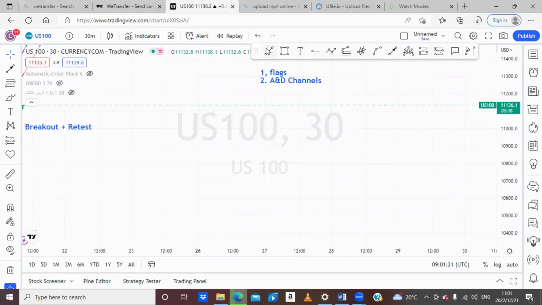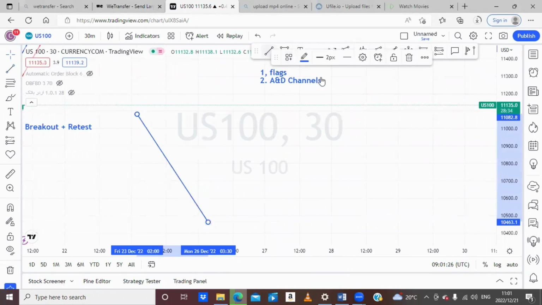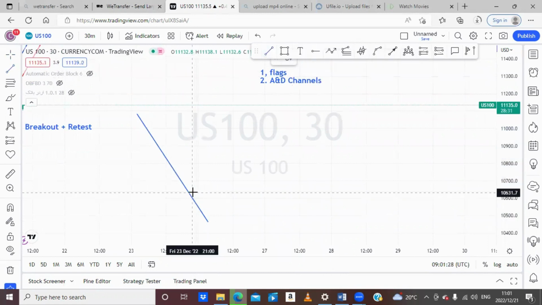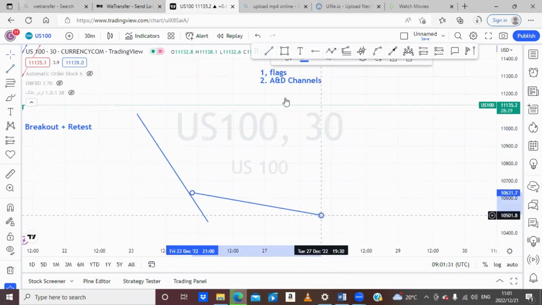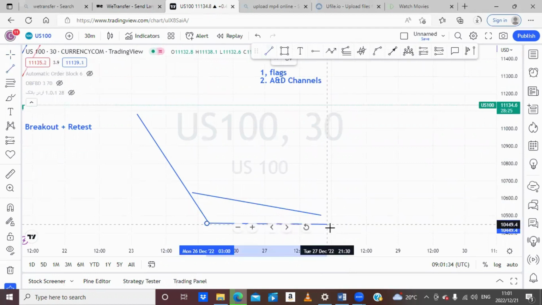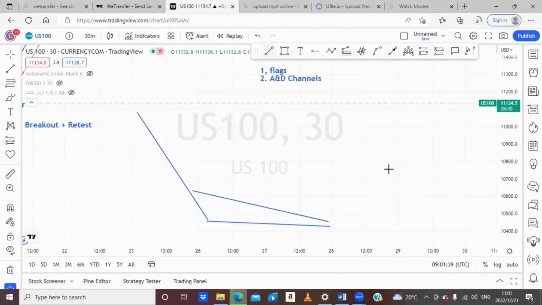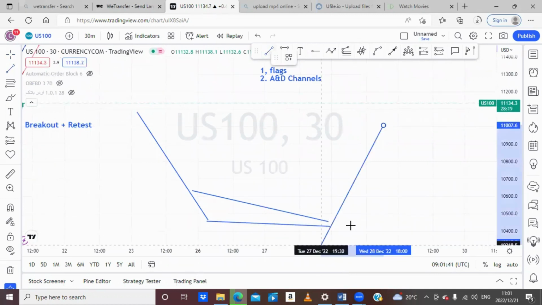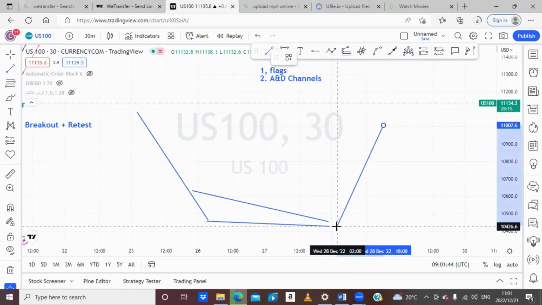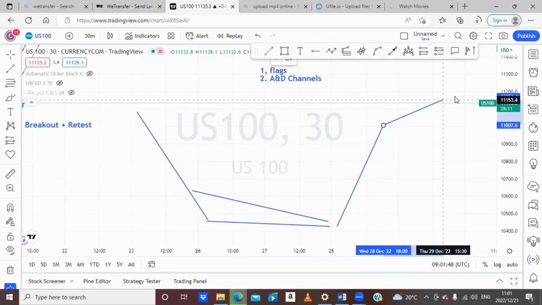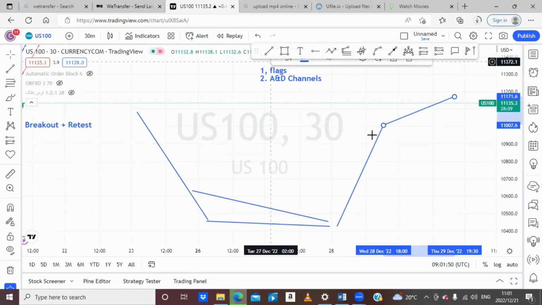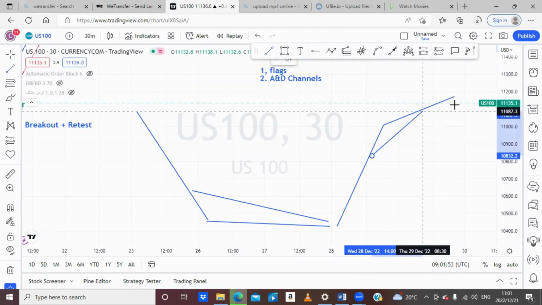When you talk about flags, I'm talking about something like this. The market will be doing something like this. So this kind of movement, we can consider it as a flag. Understand? The same thing going upwards can be the reversal of this. So we have the same movement.